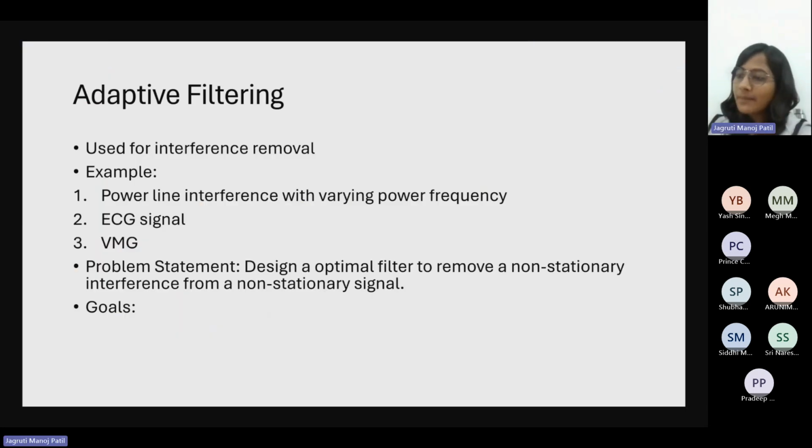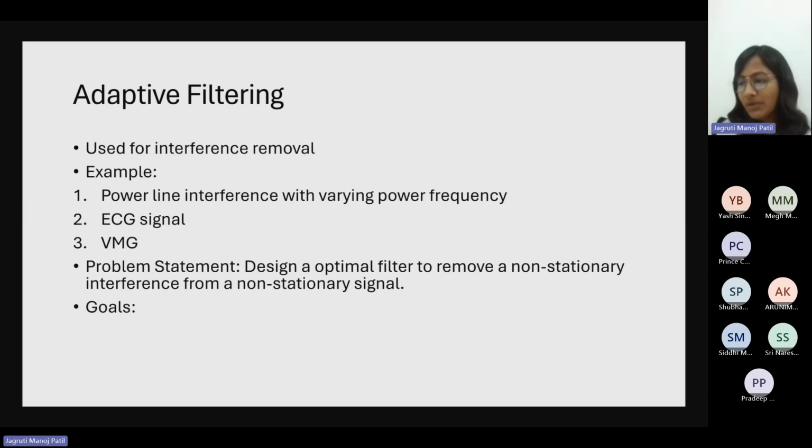So we saw optimal filtering. There's also something called adaptive filtering. Adaptive filtering is used for interference removal, for example power line interference. We have major power line interferences nowadays. In an ECG signal, when we take the signal, there's always noise coming through it. Vibromyography is like muscle signals. Even if the electrical connections are not giving problems, our muscle itself gives such a noisy output, or myogram, that you're not actually able to interpret it.